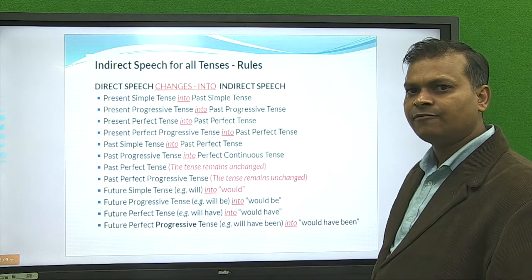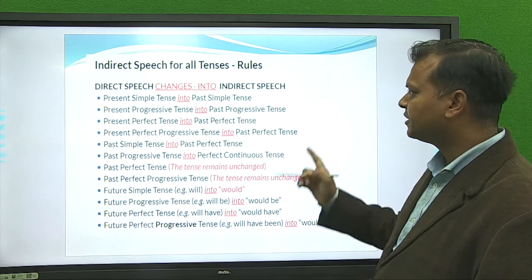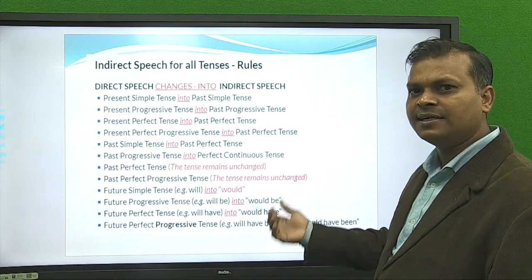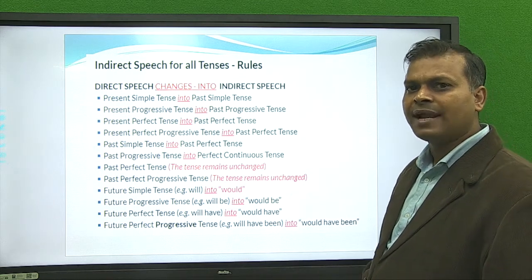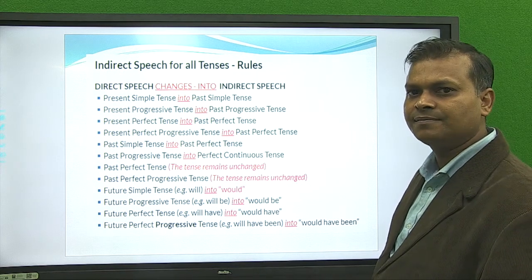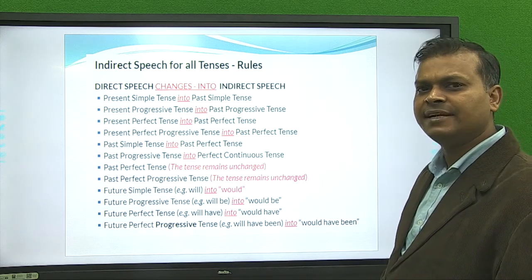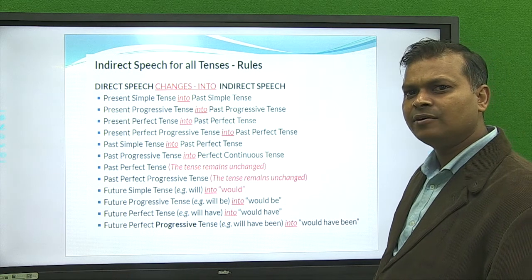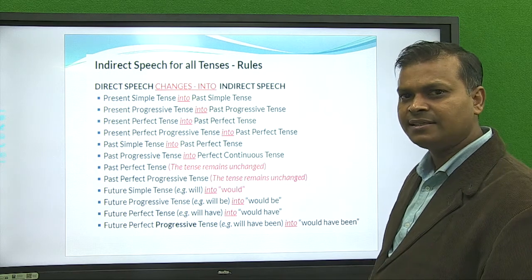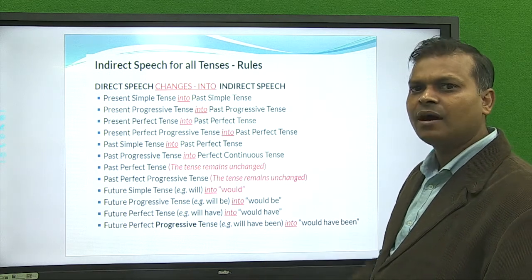Dear students, before we start direct and indirect speech, I must tell you two things. One is what is direct and what is indirect speech. Let me tell you about direct speech. Direct speech is a speech given by the speaker directly. For example, if Gandhiji said that India will win the freedom one day, this is a statement given by Gandhiji. That's why this statement is a direct speech.